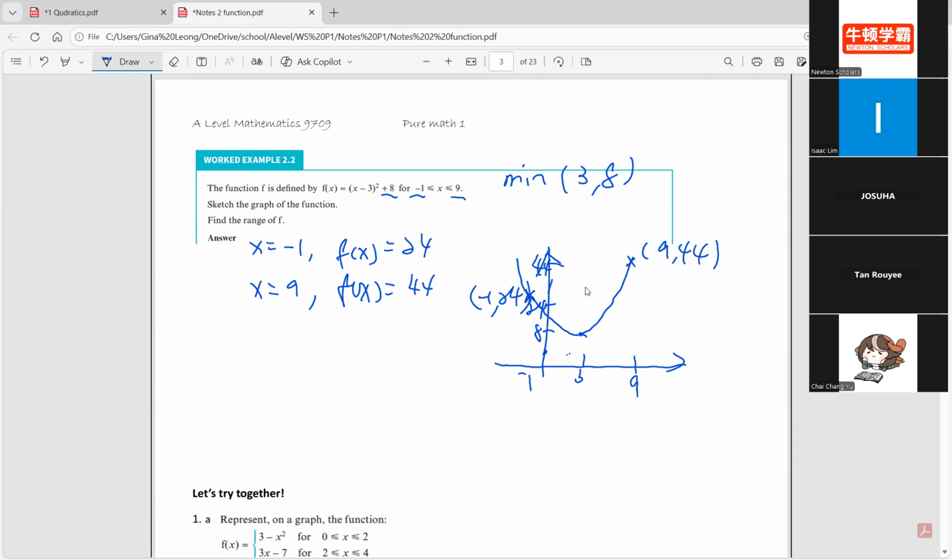Once I sketch this one, he asks you to get the range. Your minimum value is actually 8, so 8 ≤ f(x), and then the maximum goes to 44. So this is my answer.